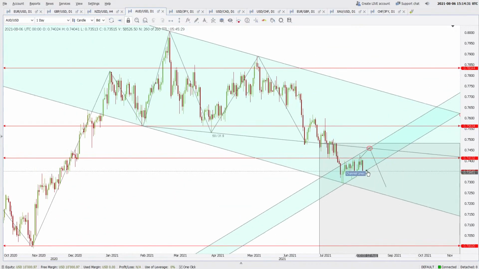So to the upside we have this horizontal resistance, then we have the confluence of resistance of this neckline as well as this rising channel's resistance line, and on the downside we have the rising channel support line and the falling channel's support line also. Falling channel is a channel on the bigger time frame here, and rising channel is on the smaller time frame here.